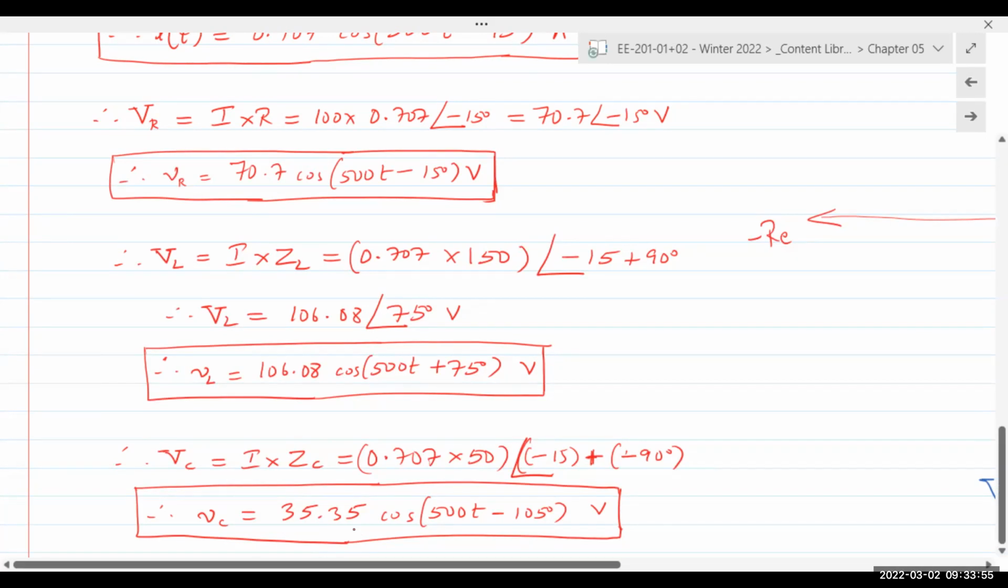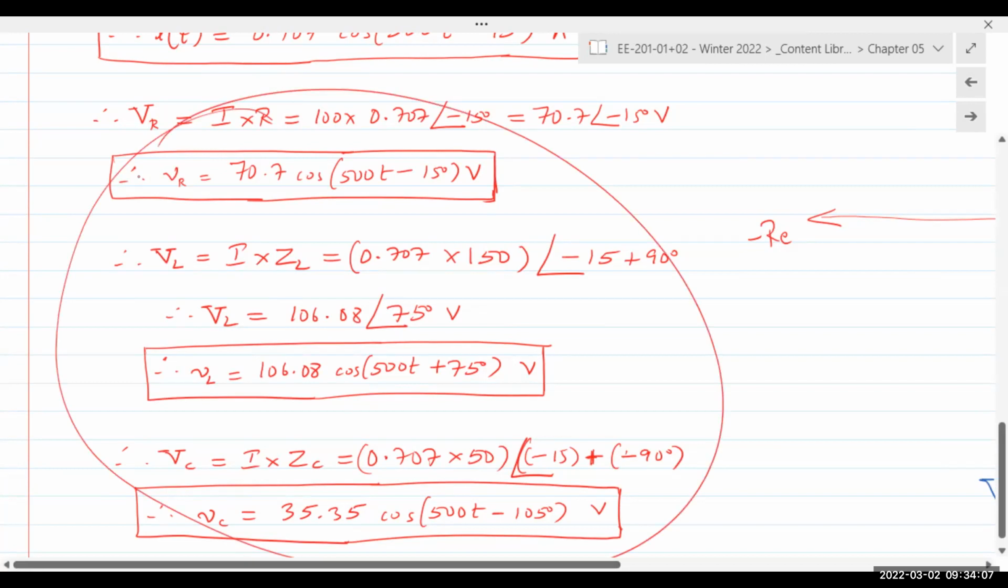Those are the three values. And then I transform them directly into the time domain. Frequency still remains the same. It's 500 t, right? Frequency remains the same for all components. And I get my time domain answers, VR, VL, and VC.